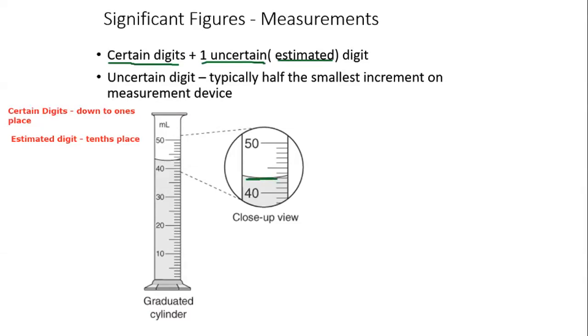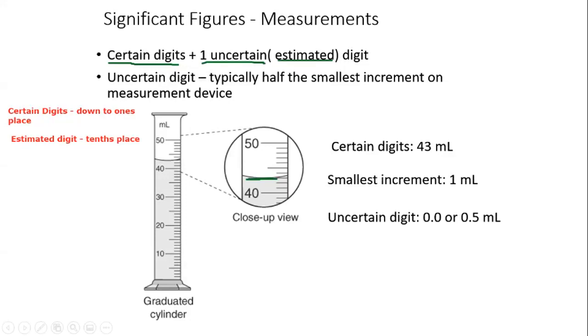So now if we look at this measurement, we know for certain it's 43 milliliters because the smallest tick mark is 1 milliliter, so we know for certain it's 43. Since the smallest increment is 1 milliliter, that's the most precise the certain digits can be. So the uncertain digit would be in the tenths place.